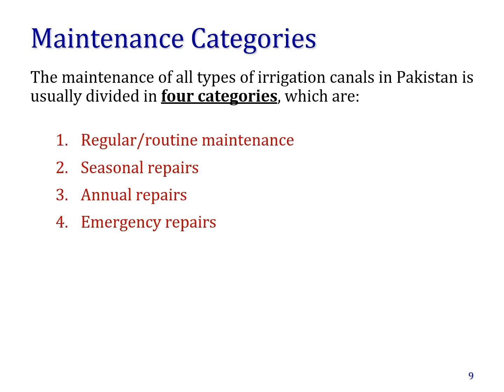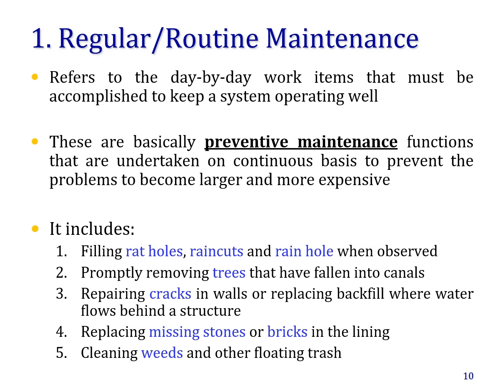Moving forward, let's talk about the categories of the maintenance. Basically, there are four categories. One is the regular or routine maintenance. Second is seasonal repair, then annual repair and emergency repair. So first we'll talk about the regular. The regular maintenance is basically everyday maintenance, and it is small work, and basically it is preventive maintenance.